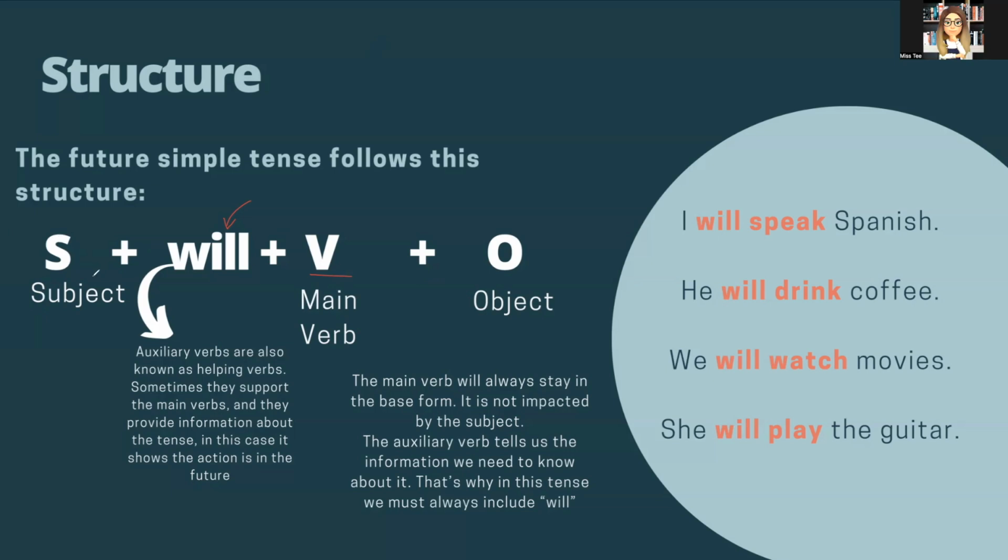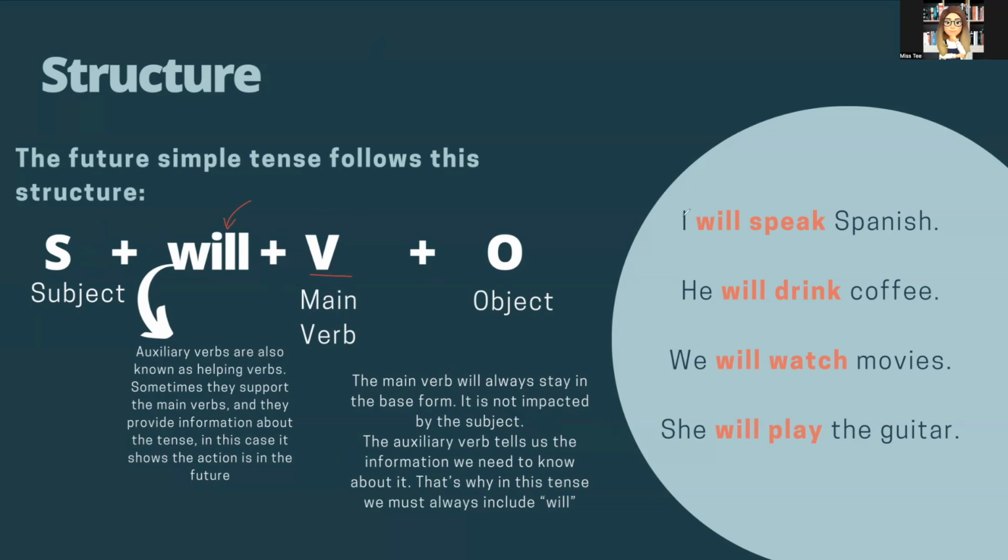If the subject is plural or singular, it doesn't matter at all in the simple future. We're not changing the main verb. The main verb will always stay in the base form no matter what. It is not impacted by the subject. The auxiliary verb tells us all the information that we need to know. We don't need to change anything else. That's why in this tense, we must always include will. If you're missing this word, then nobody's going to know you're talking about the future. You must always use this word.